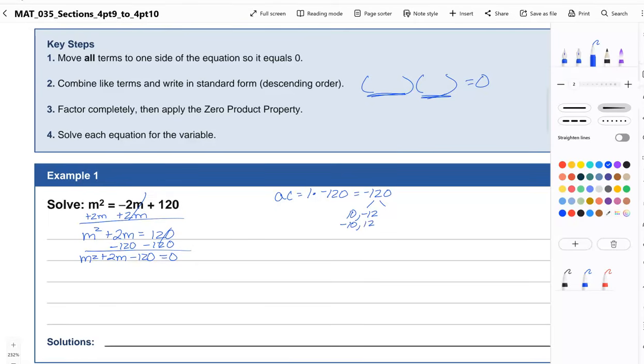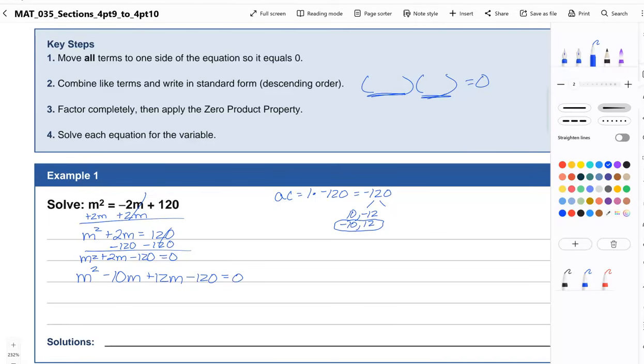I want the one that's going to give me the positive 2 in the middle, which is going to be negative 10 and 12. So we're going to do our rewrite step: m squared minus 10m plus 12m minus 120, and that's equal to 0.